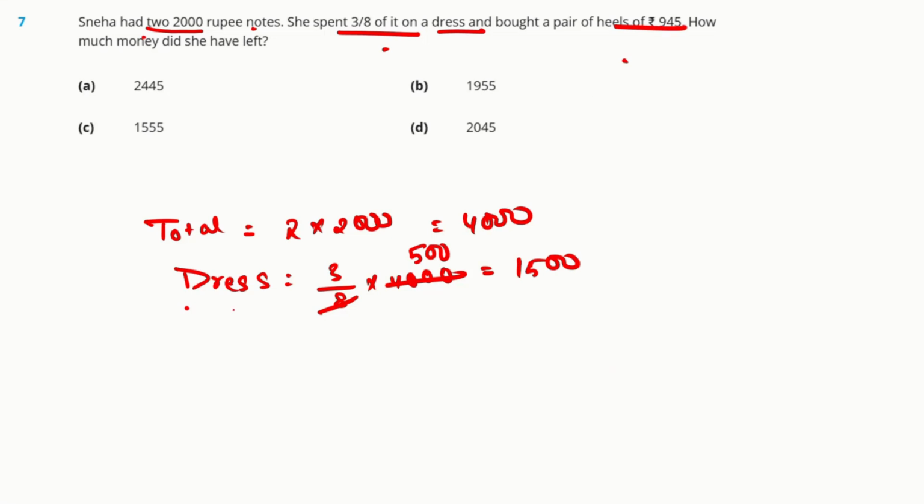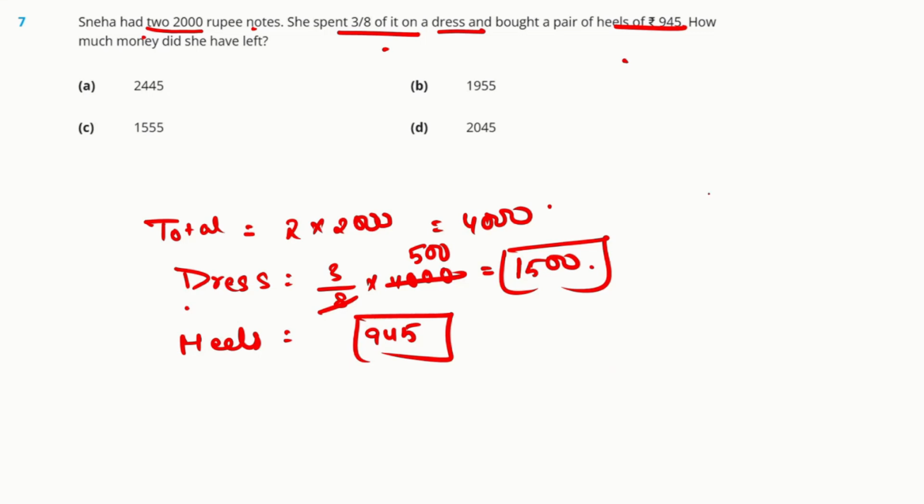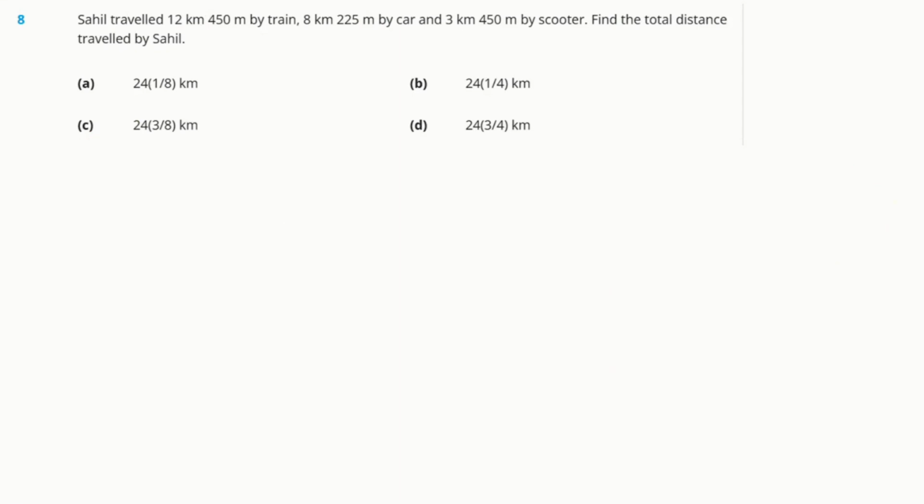And a pair of heels, which is 945 rupees. The amount left is 4,000 minus 1,500 minus 945, the amount spent on heels. That's nothing but 1,555. If we just subtract, option C is the answer.